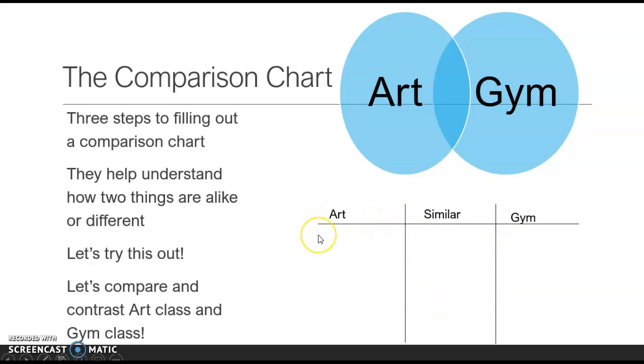So under art, we're going to use art class and gym class as an example. For art, we would put all the things you might do in art class that are specific to art class, and then we'll do that for gym, and then in the middle, we will figure out what kinds of things could be similar about the two classes. You're learning. You're working together in class. You are doing things that you wouldn't do in a normal class, right? Just some things here.